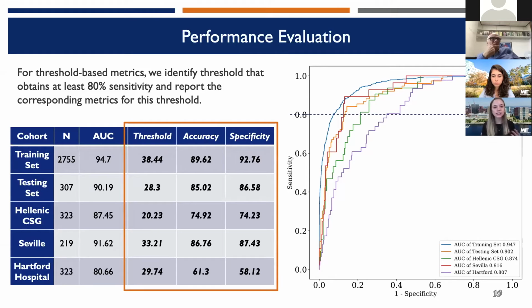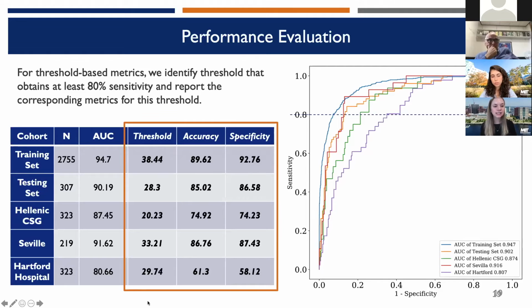We focus on sensitivity here to ensure that we're being conservative and not missing many potential severe cases when patients are admitted. In that way, we enforce a sensitivity of 80% in our model, and we look at what is the highest specificity that we can obtain within that constraint. As you can see, that constraint results in different thresholds and different specificities that are site-specific.